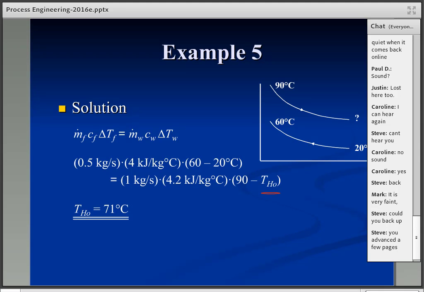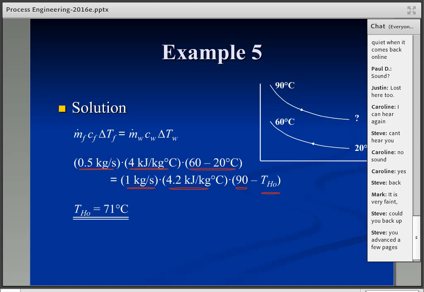And so just plug in the mass flow rate of the food, the heat capacity that was given for it, the temperature change for the food, the mass flow rate of the water, the heat capacity of the water, and the initial temperature of the water. And you can calculate very quickly 71 degrees C should be the exit temperature of the water.